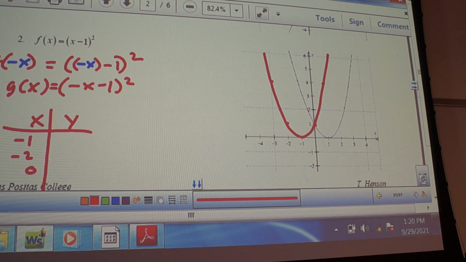Why are we changing it to G? Right there? Why are you changing the F to a G? Because it's not the same function. Oh, okay, so you can randomly pick a letter? Anything? Well, it should be F, G, H. Pick one of those. Okay. Yeah.